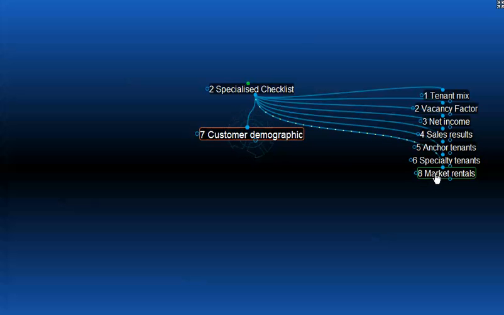So, number 8, market rentals. Now, market rentals, it really doesn't matter if you're selling or leasing a retail property. Either way, you should understand the market rentals and how they compare to the listed or inspected property. That says that you need to understand those market rentals and how they compare to the market today. Certainly, market rentals are impacted by supply and demand for space and also the inquiry for property.